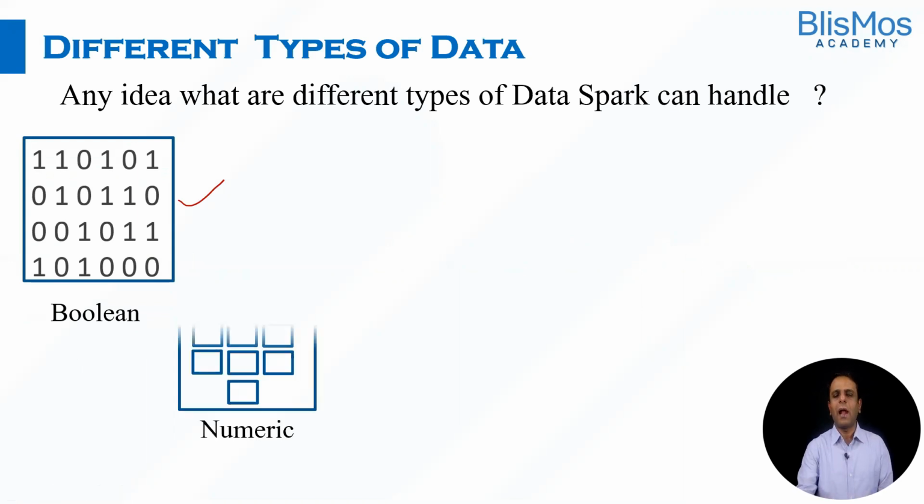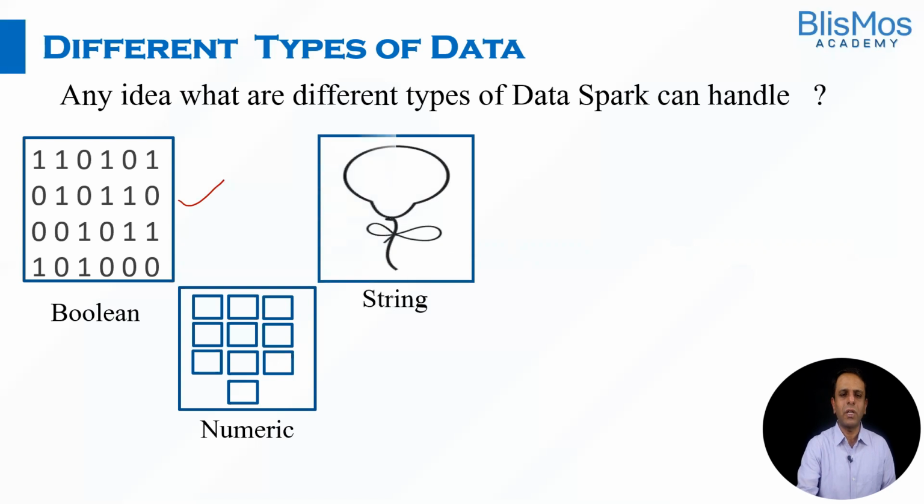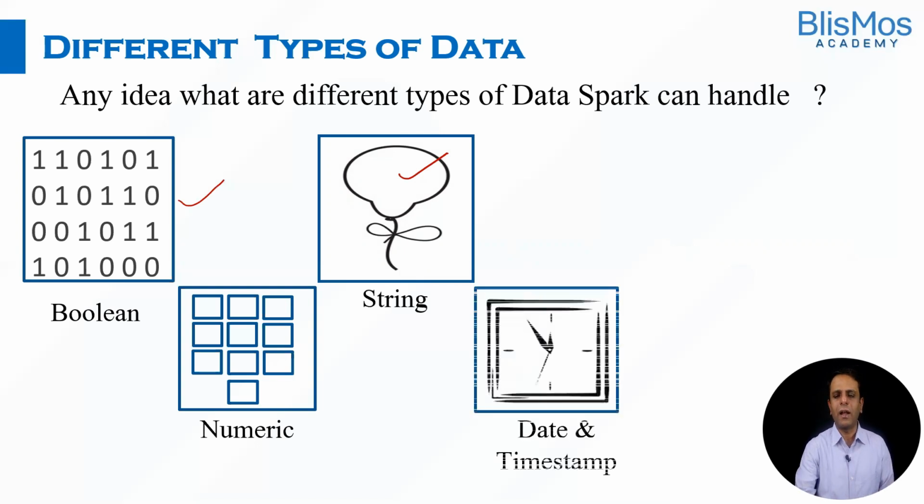Spark also can handle the numerical data. It can be 1, 2, 3, 4, like integers, fractions and all those things. Okay. And also Spark can handle the string type of data as well. When I say string type of data, it can be names, a place, address and all those things. So Spark can also handle date and timestamp.